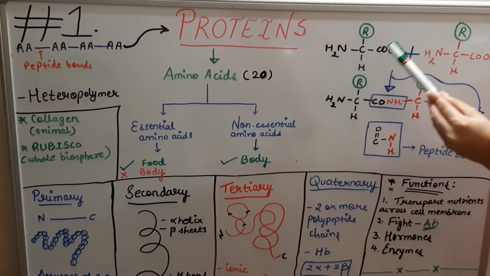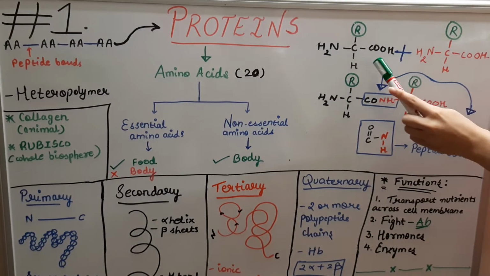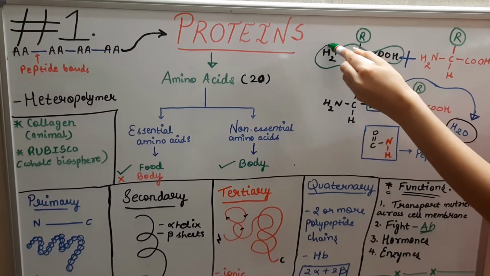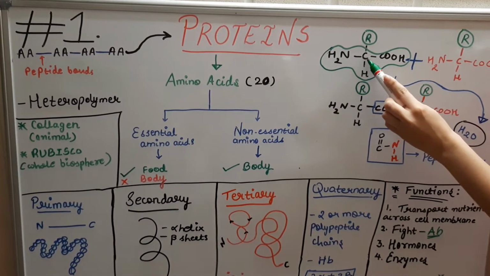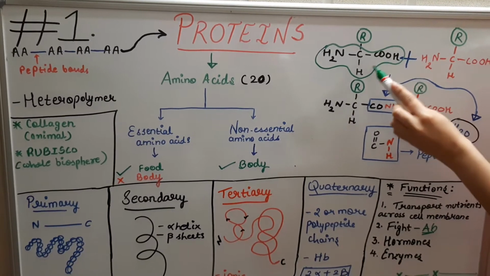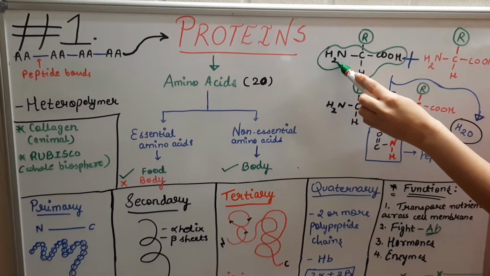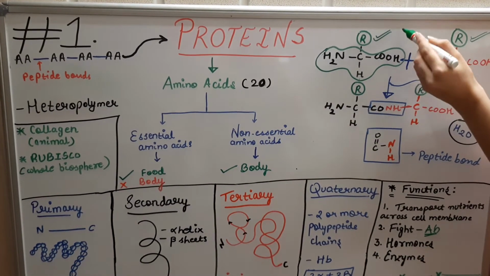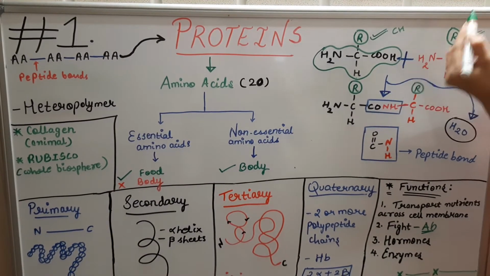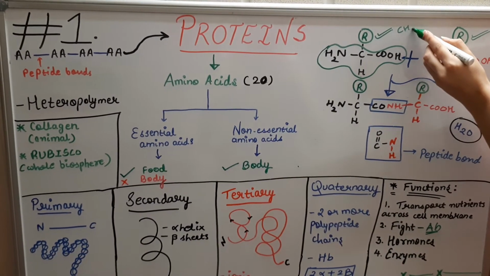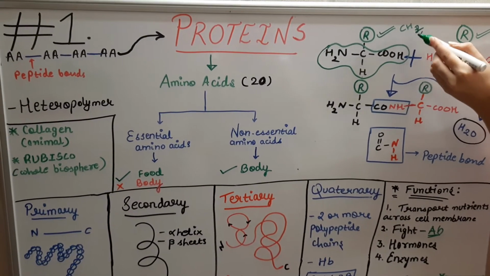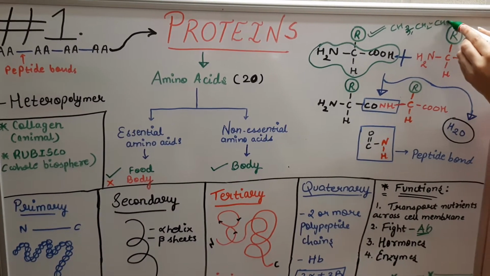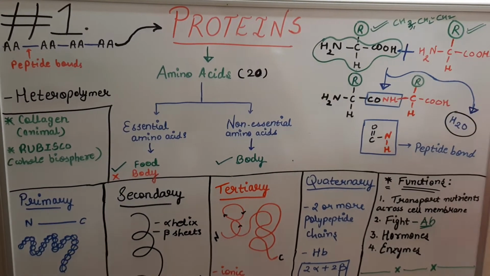Now, this is the basic structure of the amino acids. This is the core structure of the amino acid, which contains carbon, which is connected to a carboxylic group. Here H is there, here NH2 group is there, and this R group keeps on changing in every amino acid. It can be any carbon or any group. It can be CH3, CH2, anything, based on the type of amino acid it is.